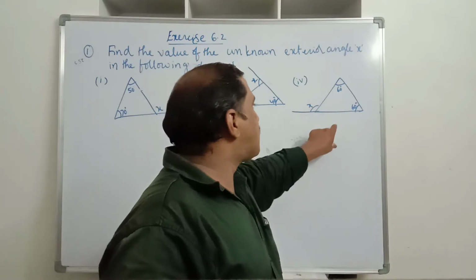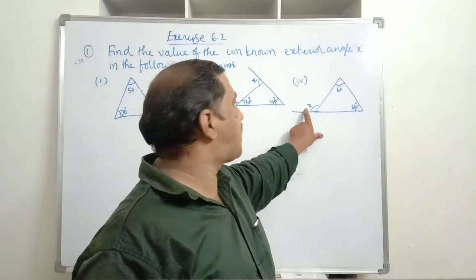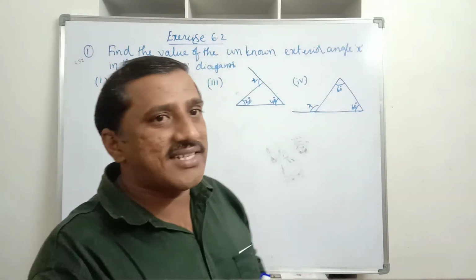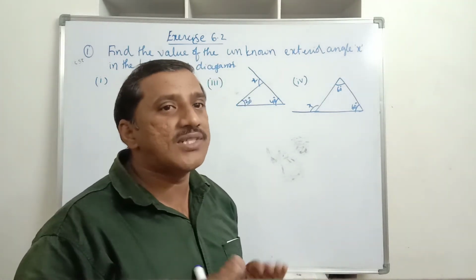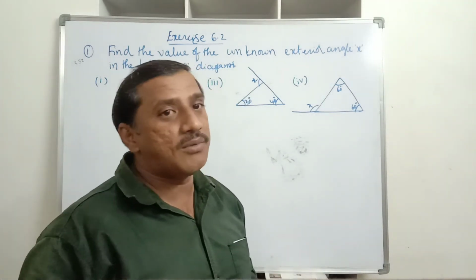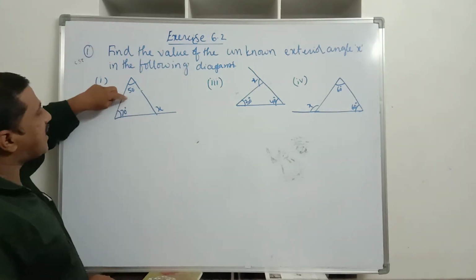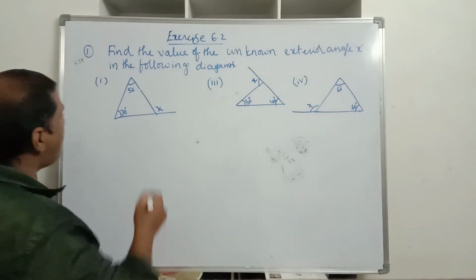See the fourth question, 60 degrees and 60 degrees. Here we have x, the exterior angle. So how are these 60 degrees and 60 degrees related to the exterior angle? These two angles are interior opposite angles. So now x is equal to what? The sum of the two interior opposite angles, that is 50 plus 70 equals 120 degrees.